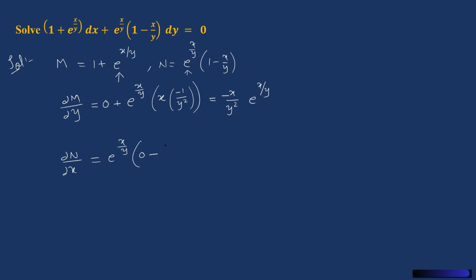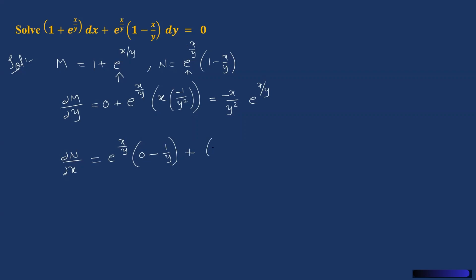So 1 by y is a constant, right? Y is a constant or 1 by y is a constant. So the remaining here is only x. When you differentiate that x, it is only 1. So I'm not writing that. See, by keeping this exponential function as it is, I have differentiated the terms in the bracket.